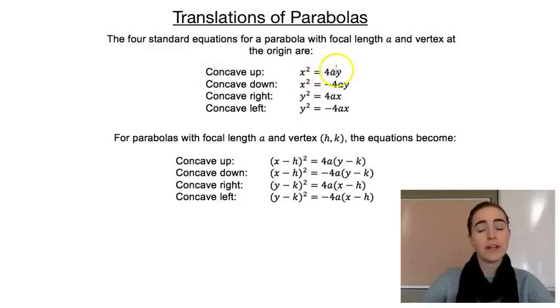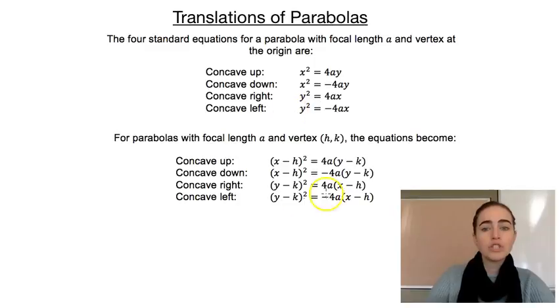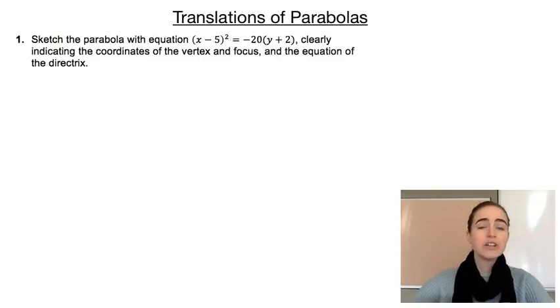So for example, this first one was concave up. We had x squared equals 4ay. Now we have (x minus h) squared equals 4a(y minus k). So they all change the same way. The x has been replaced by that x minus h, and the y has been replaced with that y minus k.